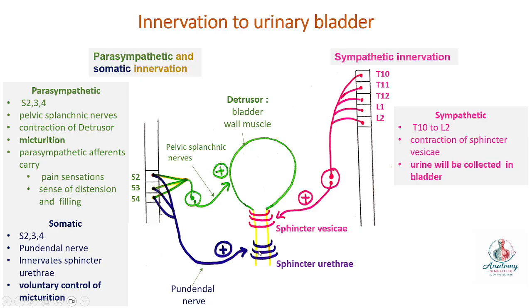It is a skeletal muscle supplied by the pudendal nerve. This pudendal nerve is coming again from the same segments, S2, 3, 4. But this is a somatic nerve. It is innervating the skeletal muscle. So what will it do? This will help in contraction of the sphincter urethrae. It will help in voluntarily controlling the micturition. So with the will we can control micturition.